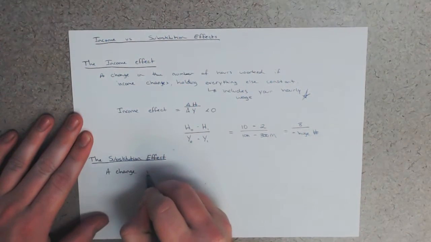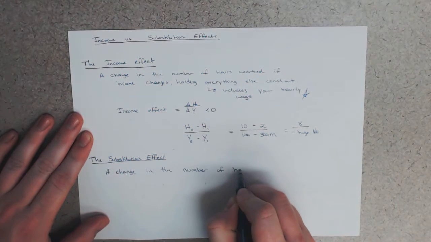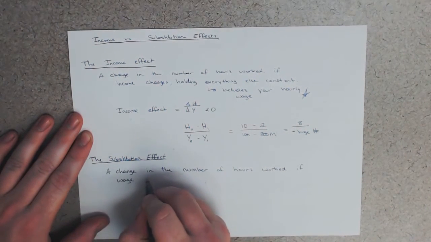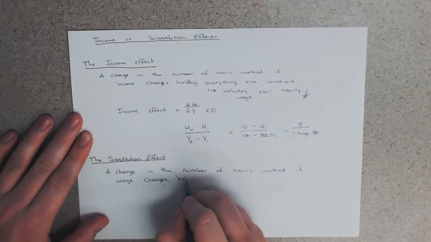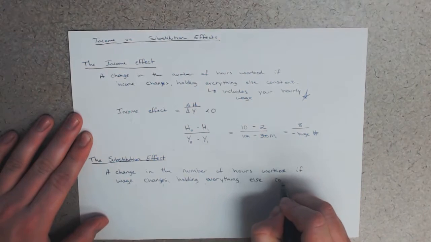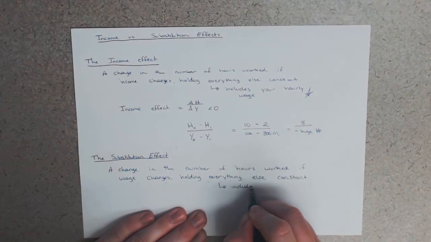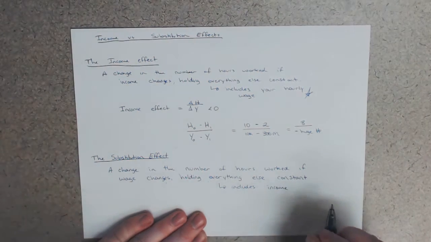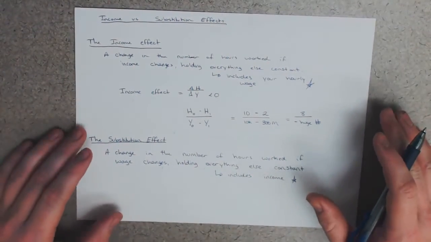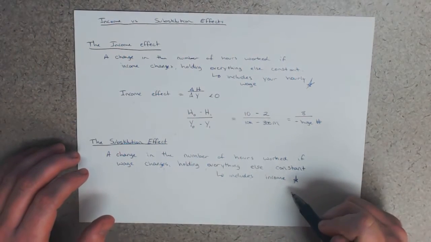So this is a change in the number of hours worked if wage changes, holding everything else constant. And this includes income. Okay, so what we're asking is, what would you do? Would you want to work more hours if your wage increased, if I hold everything including your income constant?